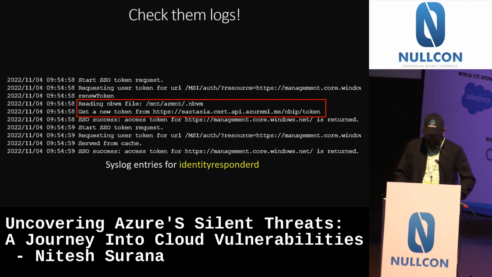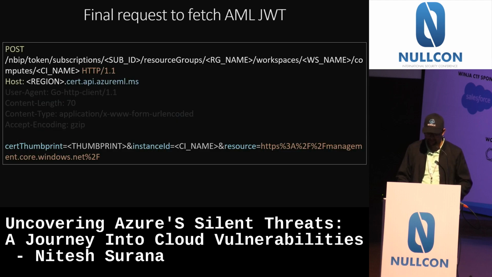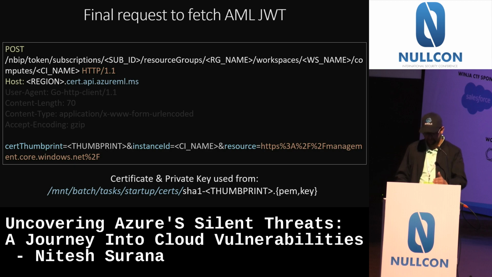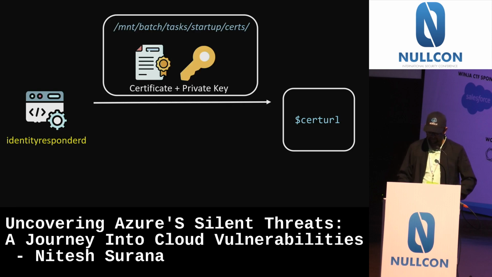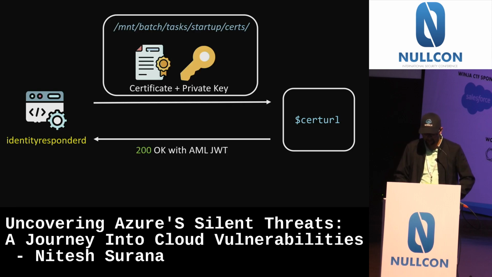So this is what we got from the logs, and we can see the reference to this environment variable file, and this is the request that is being sent out. The final request looks something like this. We have a POST request which has a body with the cert thumbprint, instance ID, and the resource for which we are fetching the token, and the compute instance name is the instance ID. It uses a certificate and a private key from this directory, the startup tasks, and the PEM and the key file. So the agent talks to cert URL using a pair of certificate and private key, and it gets the AML JWT in the response.